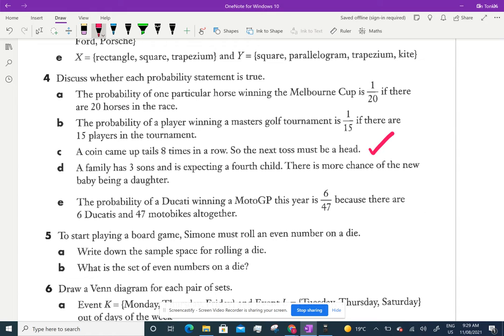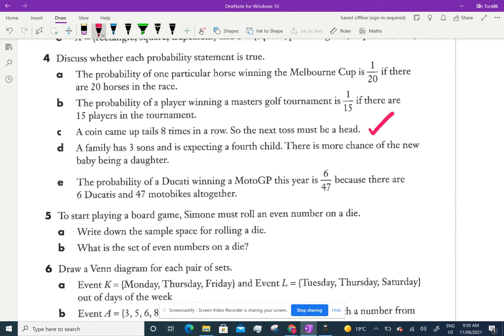You could toss that coin 8 times and it'd come up tails 8 times, put it in your pocket or put it away in a box. 20 years later, you pull that coin out. The coin doesn't remember. So there's no such thing. Every time you toss the coin, the probability of a head or tail is still 1 on 2, 50%, 0.5, whatever you want.